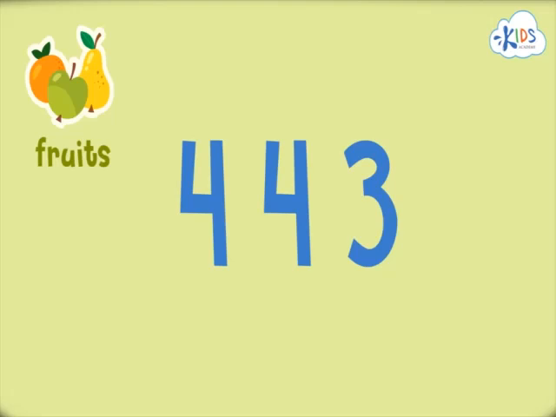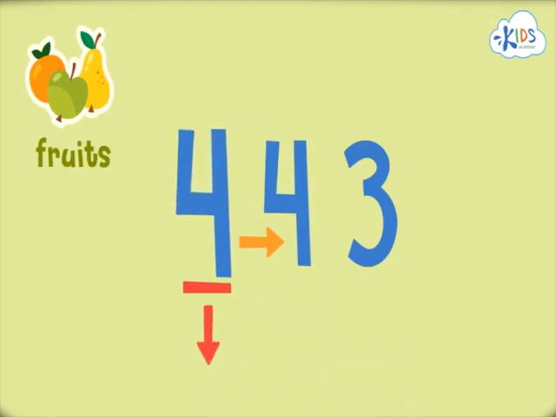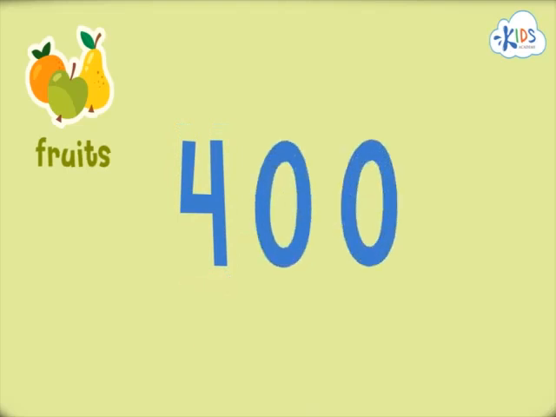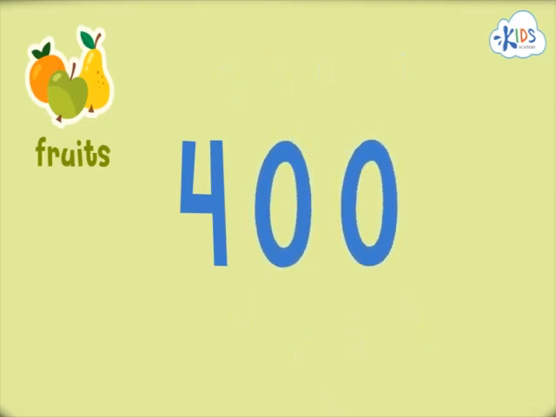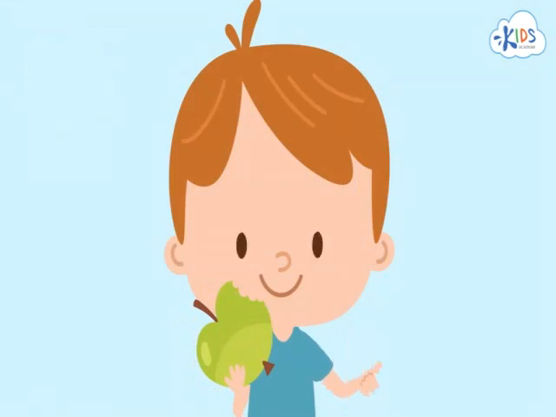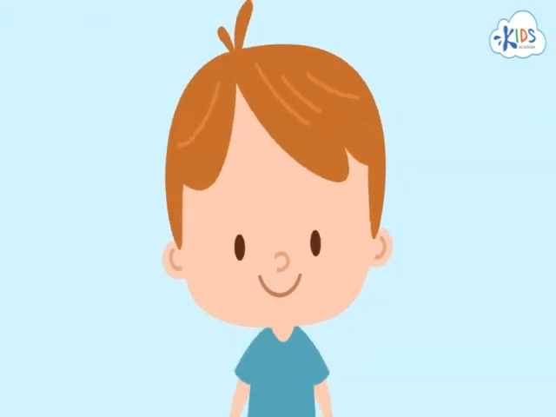Now, let's round this number to the nearest 100. We'll use the strategy of underlining the hundreds place and drawing an arrow to the tens place so we know what numbers we have to look at. I see a 4 in the tens place. I know if it's 4 or lower, we have to round down. The 4 in the hundreds place is underlined, so we have to round the 4 in the hundreds place to 400. When rounding to the hundreds place, the numbers in the tens and ones places become zeros. Now I know about 400 pieces of fruit were eaten this week.